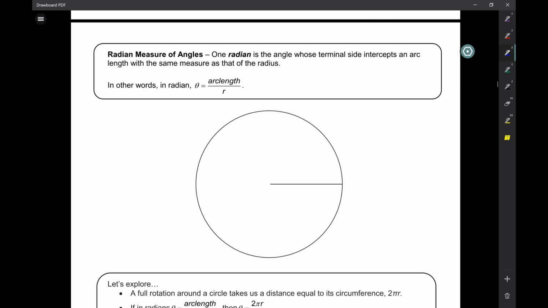Degrees are one way we measure angles, but there is another. Just like when you measure height, you can either measure in feet or inches or in meters, right? So you can either do feet or meters, different standards of units. It's the same with angles. We can measure in degrees or we can measure in radians. Okay, so what exactly is a radian?